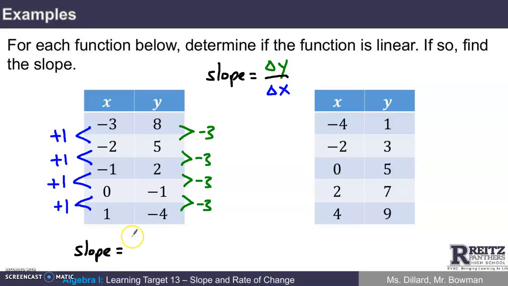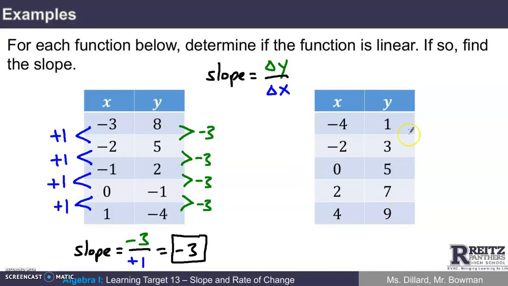Well, it's -3, the change in y, over +1, the change in x. Now, unless there's a really good reason not to, I want to write the slope in simplified form. So a fraction really means division. -3 divided by +1 is just -3. And that's the best way to write my answer.